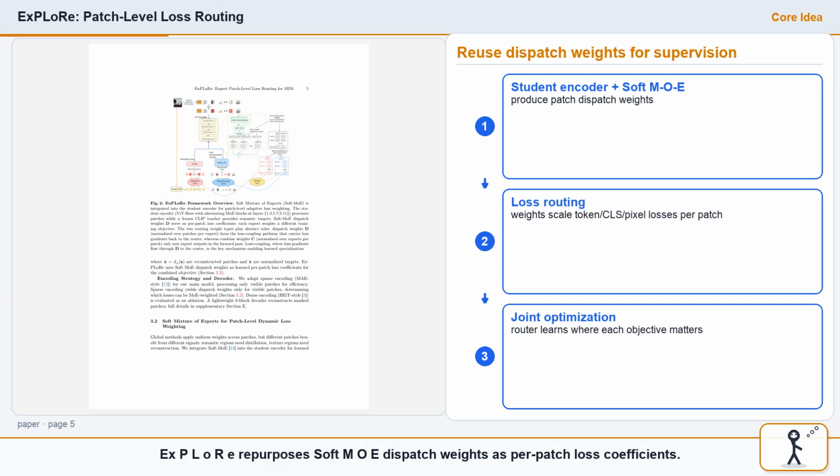ExPLoRe repurposes Soft-MoE dispatch weights as per patch loss coefficients. The same routing logits that decide expert interaction now also modulate objective contributions at patch level. So routing becomes not only computation allocation, but also supervision allocation.